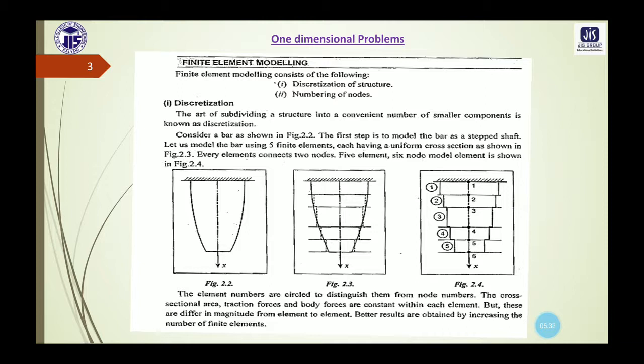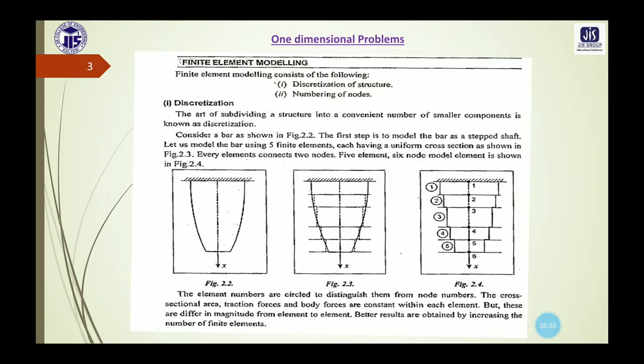Now every element connects two nodes. The 5 element, 6 node model is shown here in figure 2.4. The element numbers are circled so that they can be distinguished from the node numbers. Here you can see the total 5 circles, that means we have 5 elements, and a total of 6 nodes. The cross-sectional area, traction forces and body forces are constant within each element, but differ in magnitude from element to element.